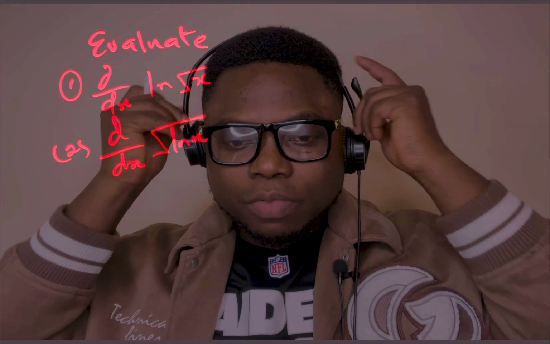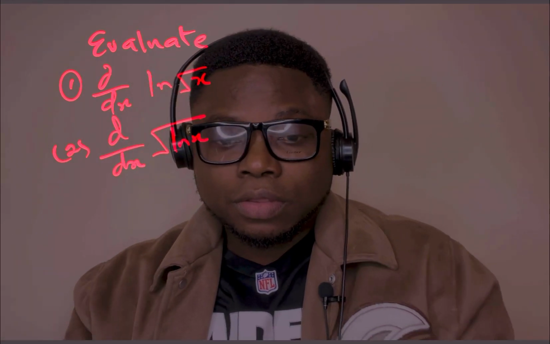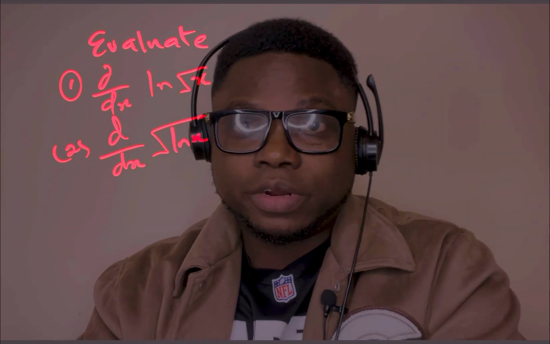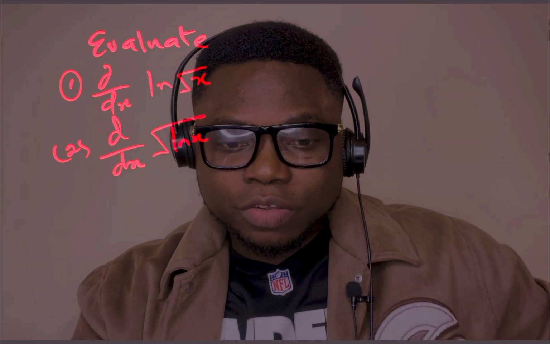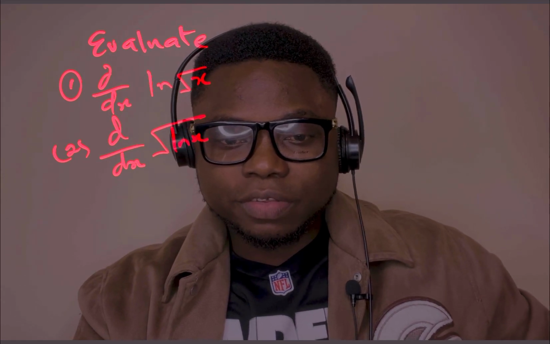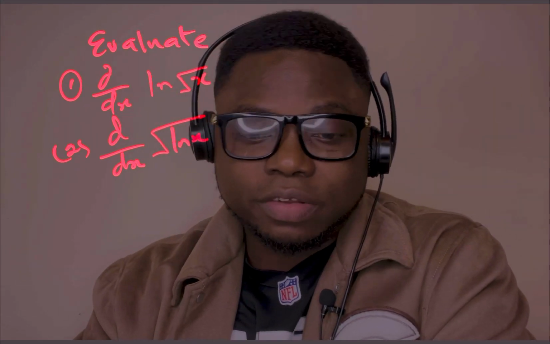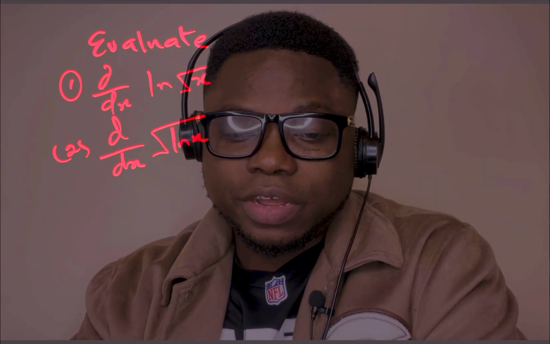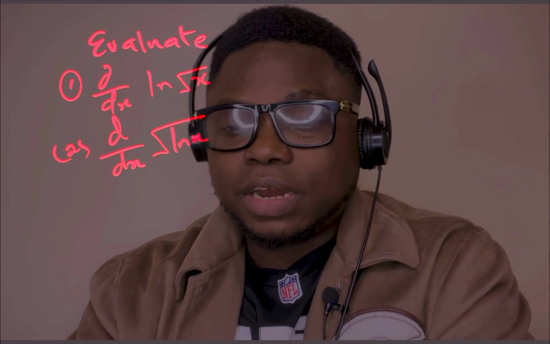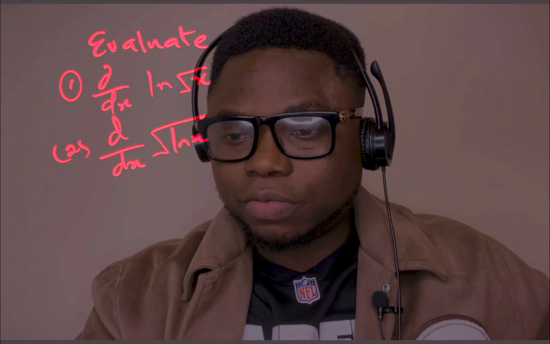Today in mathematics, I'm going to be talking about how to apply the chain rule. I've talked about it before, but I'm going to use these two questions to explain further. These two questions say, evaluate: the first one is d over dx of ln square root of x, and the second one is d over dx of square root of ln x. Okay, they look alike, but they are not the same. So I'm going to write the solution.